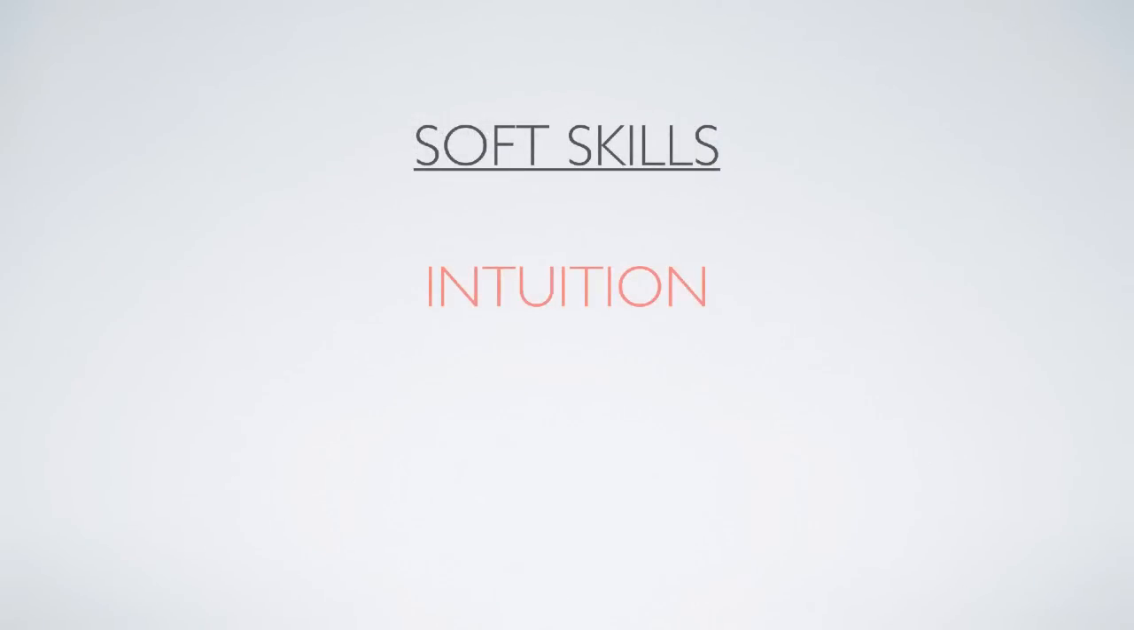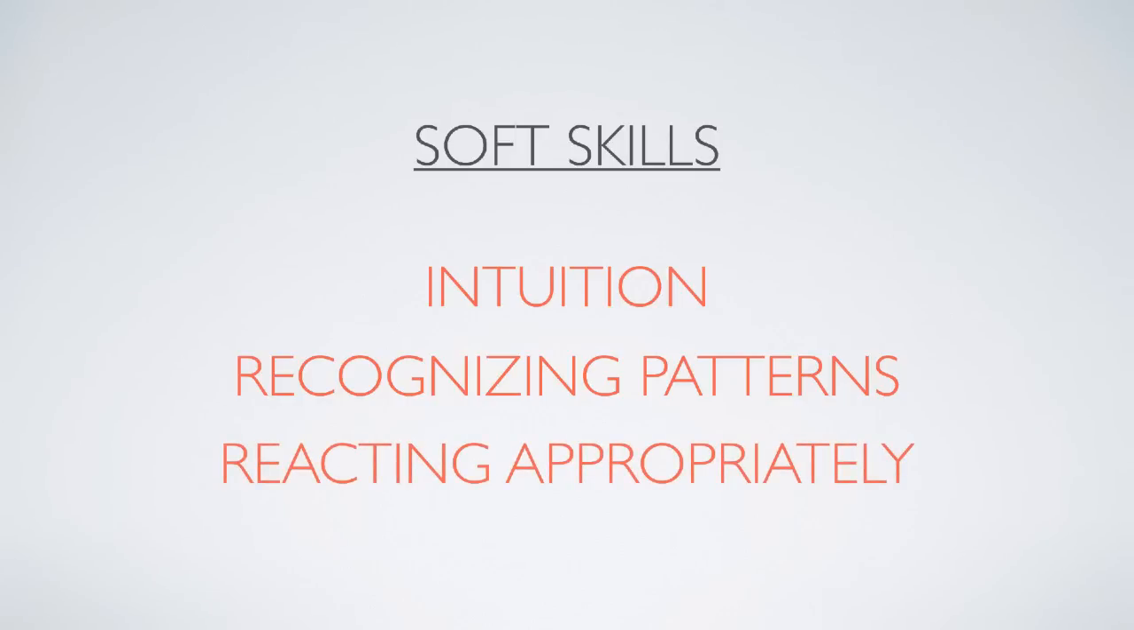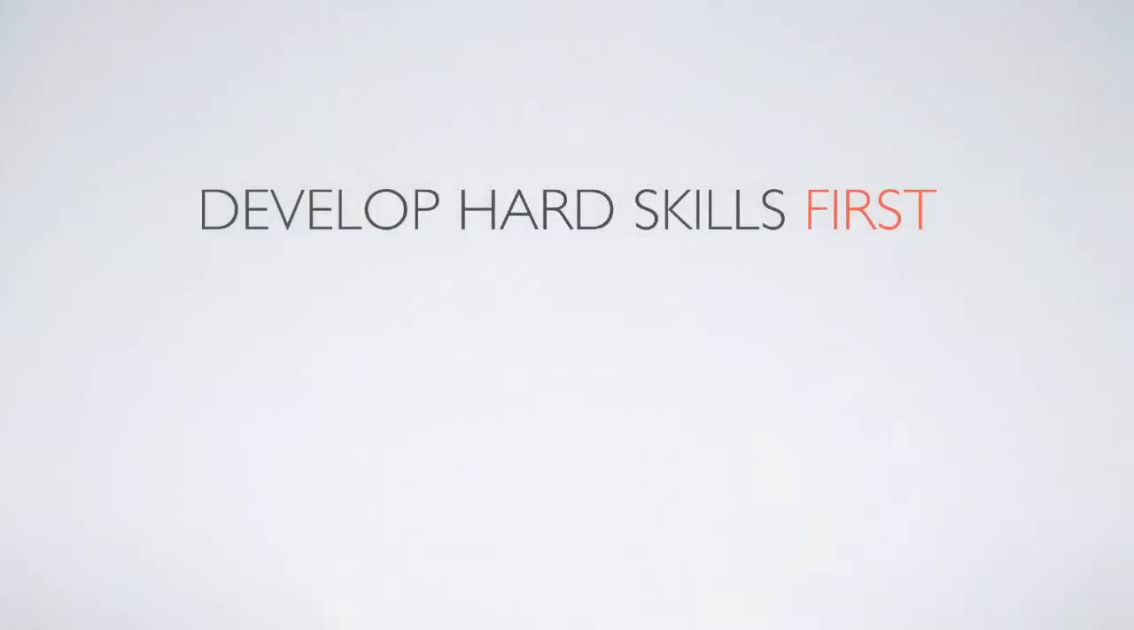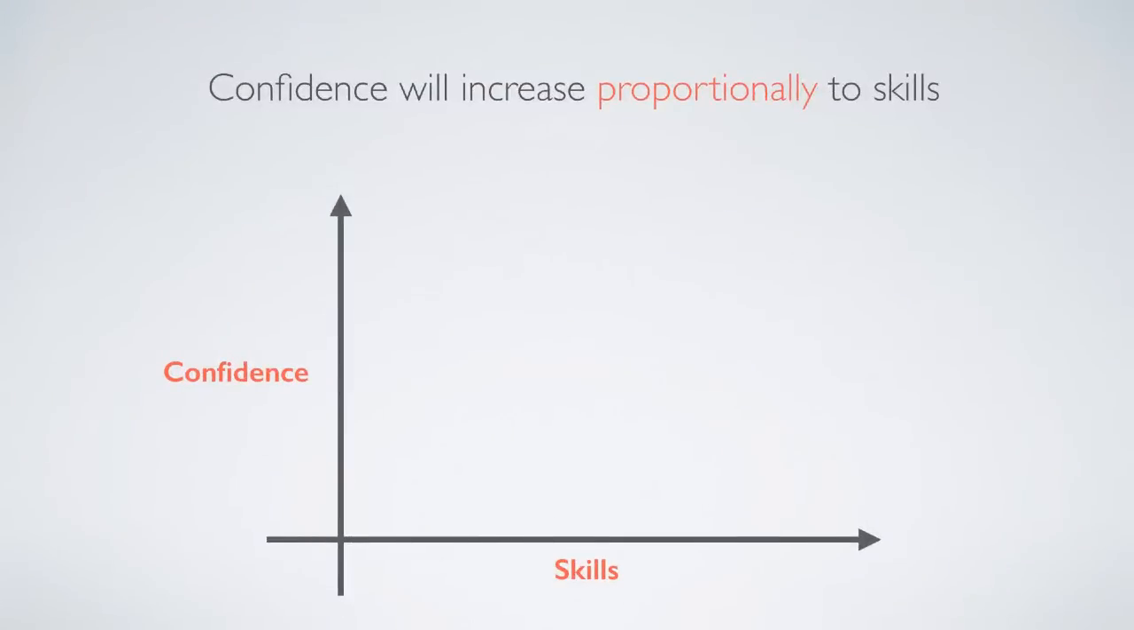And then there are the soft skills. Soft skills are all about intuition, recognizing patterns in what you're dealing with, and reacting appropriately. So think in terms of the creative things that you do, like coming up with a great beat for a track or composing a catchy hook for a song. When you start out, it is imperative that you develop your basic hard skills first, meaning that you have a good basic understanding of how both the Ableton software and hardware work before moving on to the soft creative skills like programming beats and composing. Otherwise, you may quickly become frustrated, thinking you are no good at it, and end up giving up before you even get started. And on a side note, your confidence will increase proportionally to the skills that you build, both hard and soft. So the more you practice, the more confident you will become.